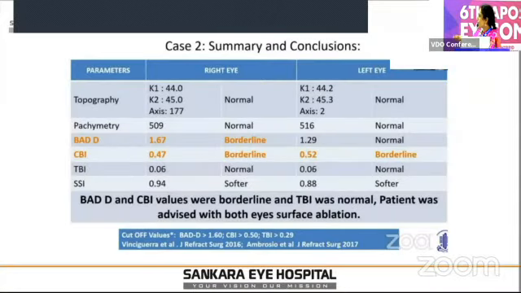To summarize, this patient has got a CBI borderline in both the eyes, BAD-D is borderline in one eye and normal in the other eye, but the TBI index is normal in both the eyes, and the SSI is less than 1, so softer. So BAD-D and CBI values are borderline, TBI is normal, so the patient was advised both eye surface ablation.